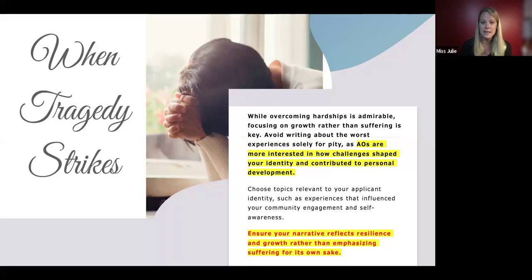Sometimes we read essays and you think, wow, that was really sad, right? You don't want admissions officers to read your essay and be really sad, right? Again, if something happened to you that you want to write about that really helped shape who you are today and it was a tragedy, your focus should be more on how it shaped your identity and how it contributed to your personal development, that growth, that who you are today.